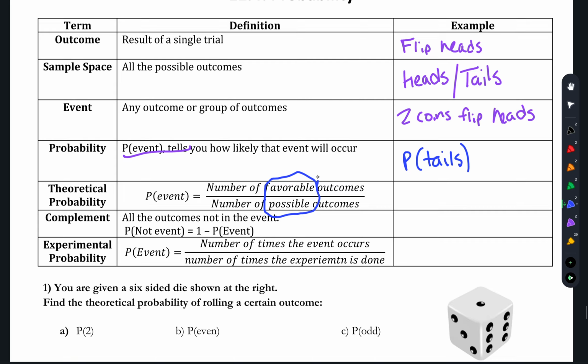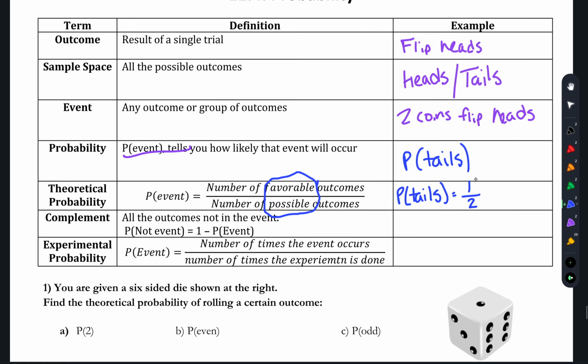So favorable over possible. So for example, if I wanted to find, let's keep going with this same example, the probability that I flip tails, well, how many possibilities are there? I know that there's two. How many of them are the one that we want? We only want tails, so one of them is the one we want. So the probability of flipping tails is 1/2.